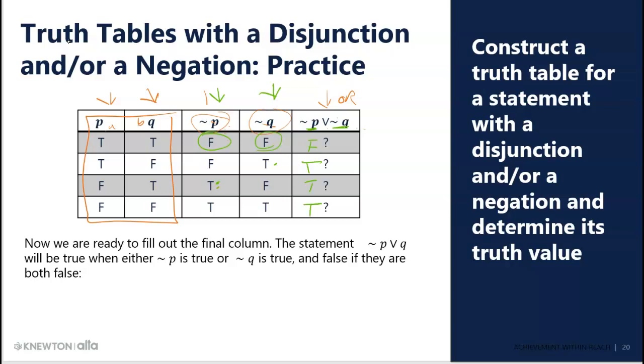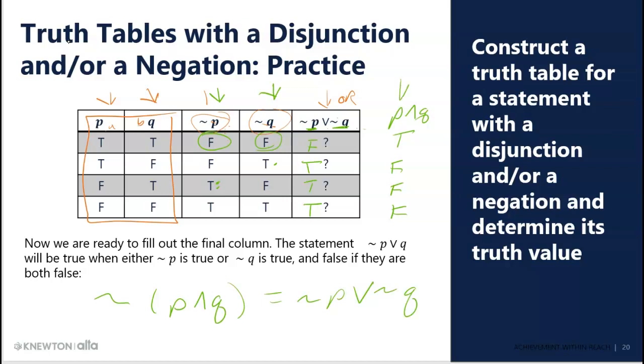So I get this. And this is actually the opposite of AND. If this were an AND, P and Q, I would have had true, false, false, false. So what we see is not P and Q is the same as not P or not Q. And again, that's De Morgan's law in practice.